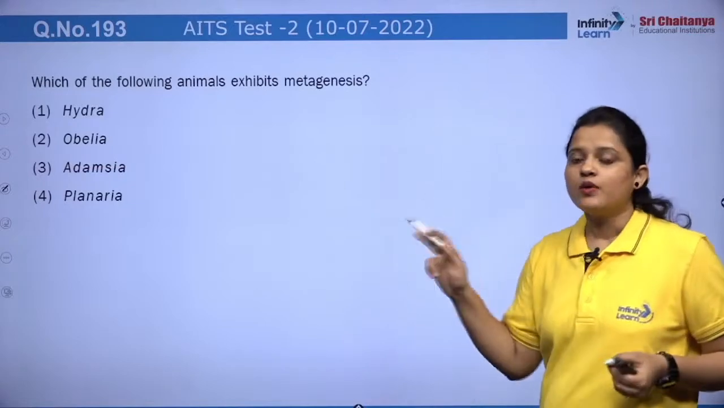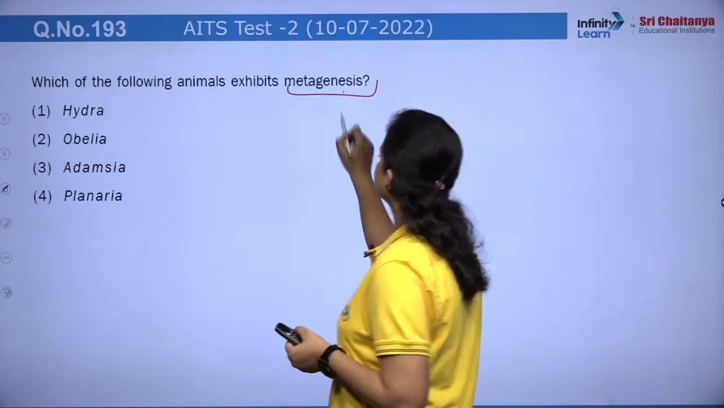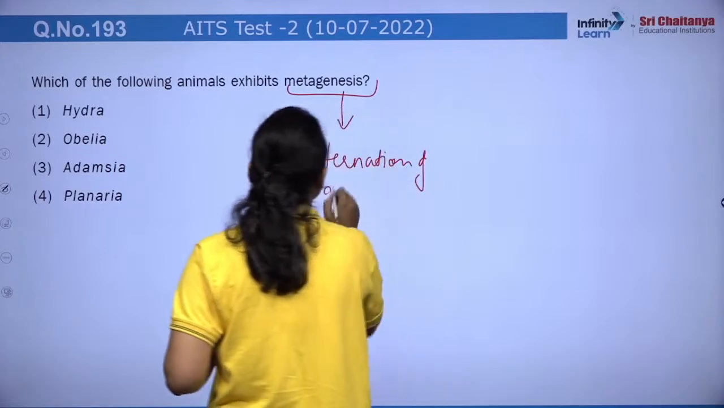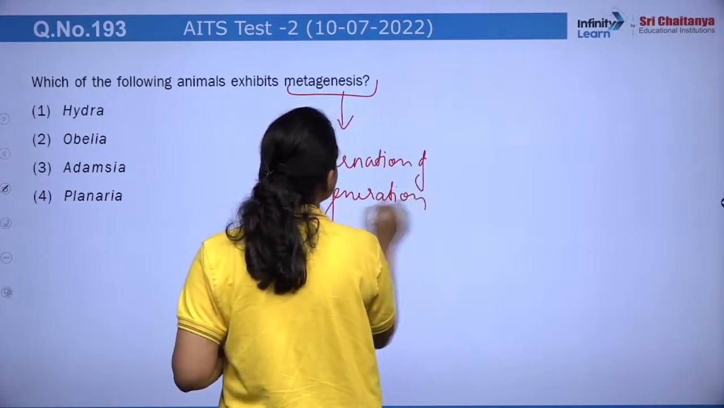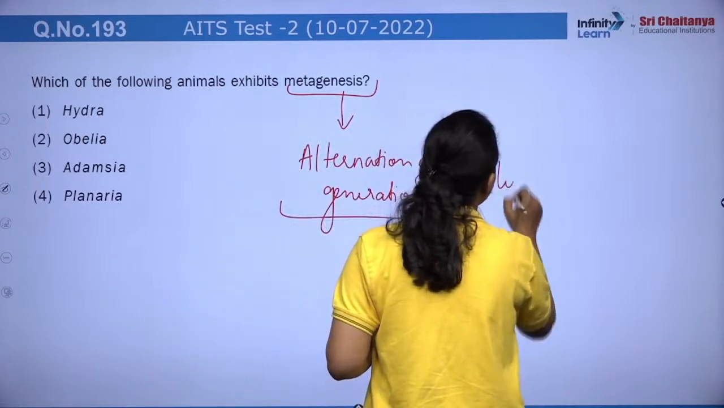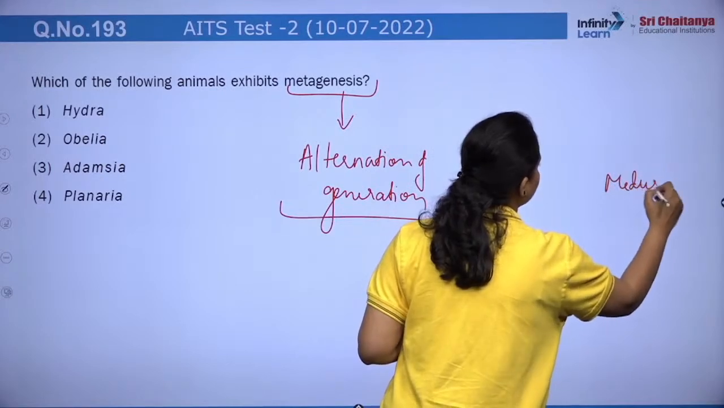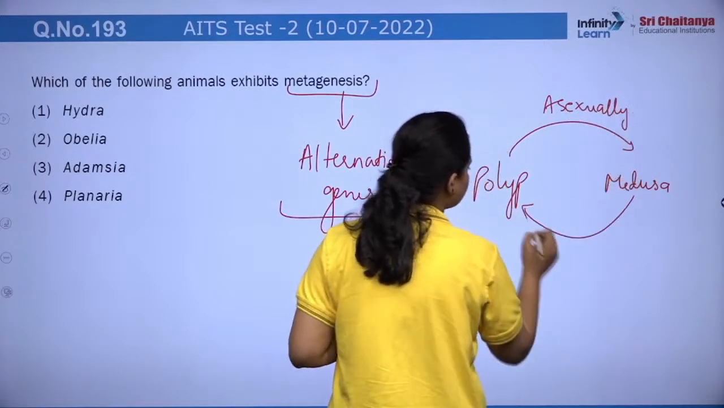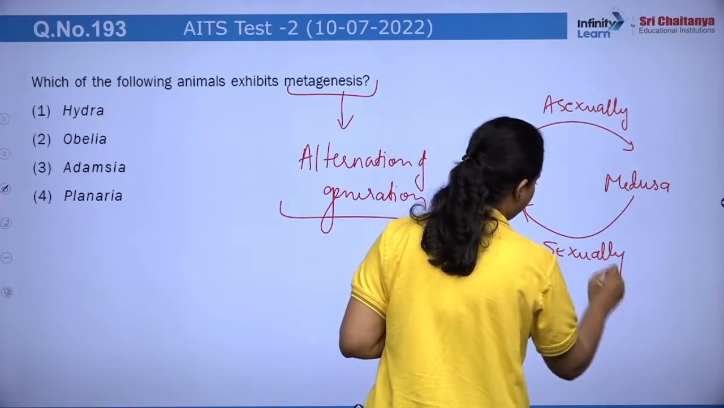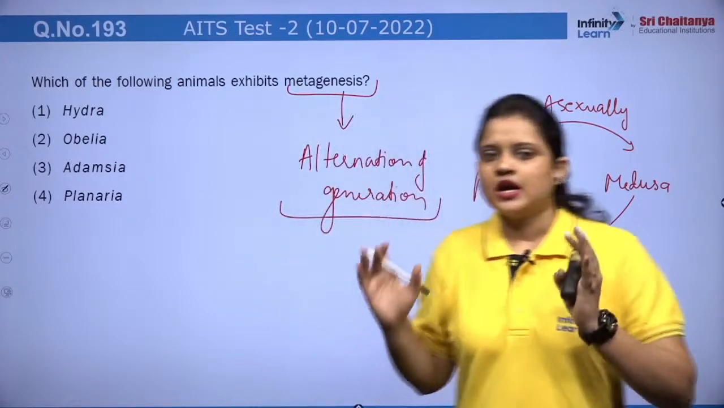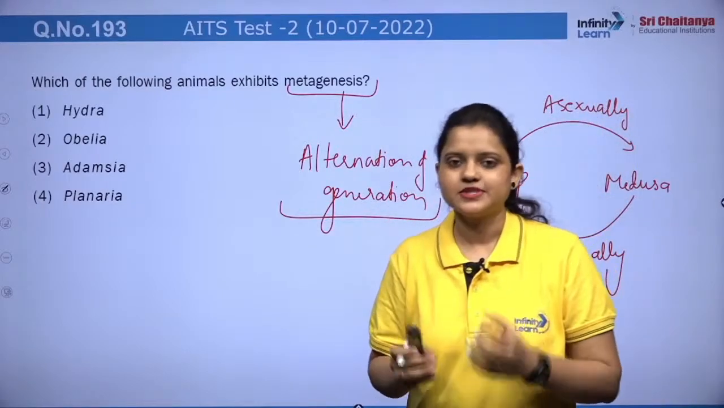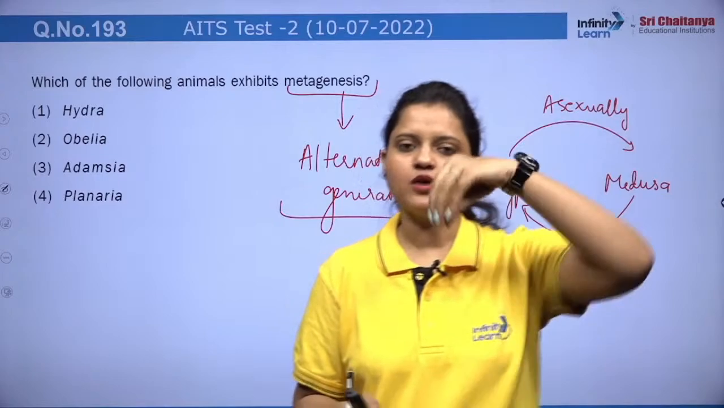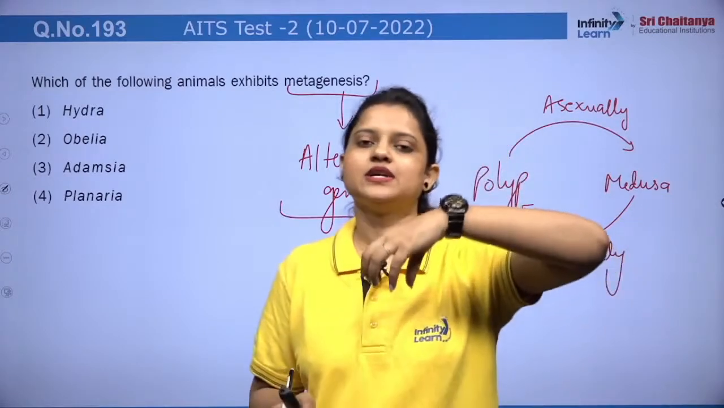Next question. Which of the following animals exhibit metagenesis? So what is metagenesis? Metagenesis is alternation of generation. That means polyp will form medusa asexually and medusa will form polyp sexually, right? That means if in one generation the organism exhibits a morphology of a polyp like a hydra, that means tentacles are present at the top of the head and mouth, which is known as hypostome, is also located at the anterior end.